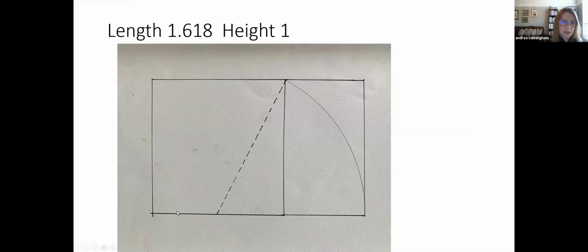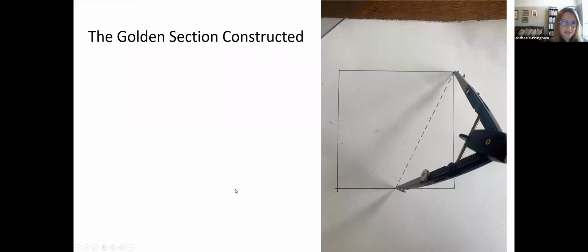But if you didn't, like the ancient Greeks, they didn't have a ruler or whatever, isn't there a way that you can draw lines to find it? They use what's called the string method, and I don't have an example of that. They would take strings to determine things.